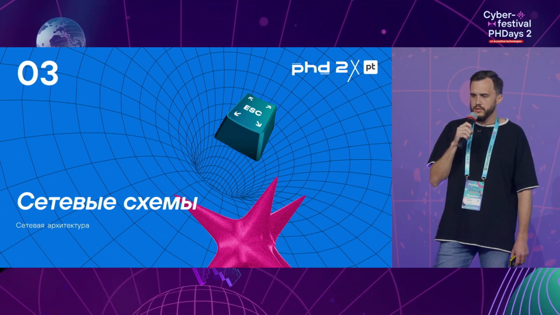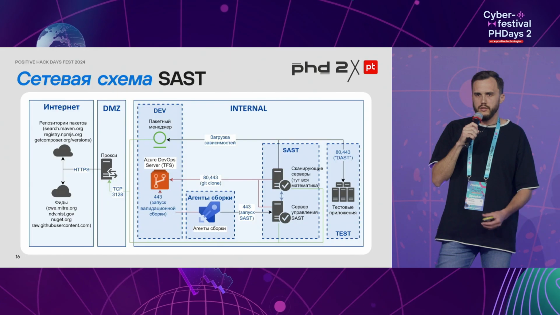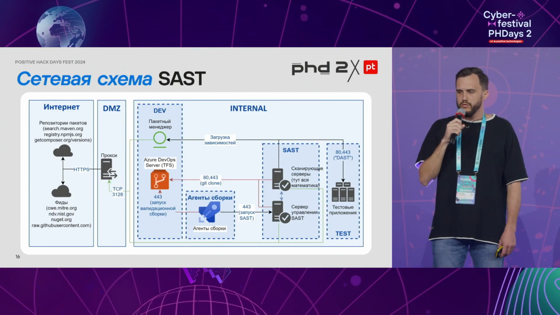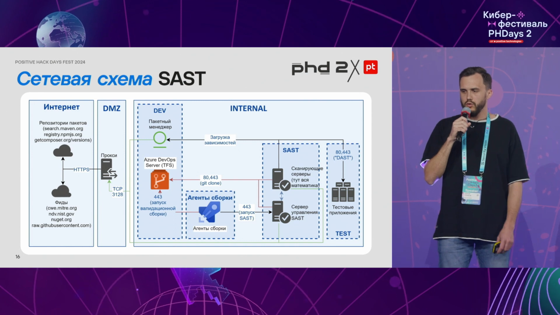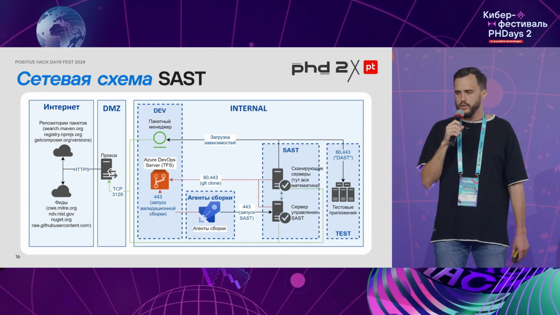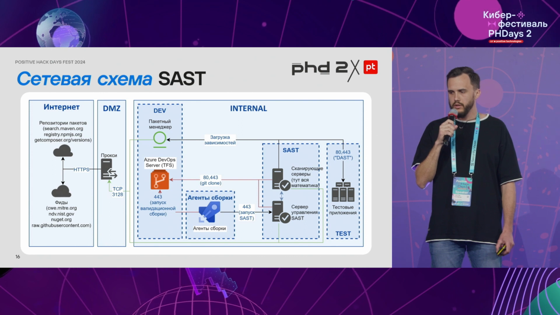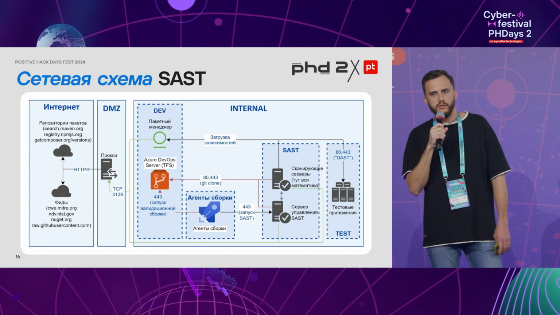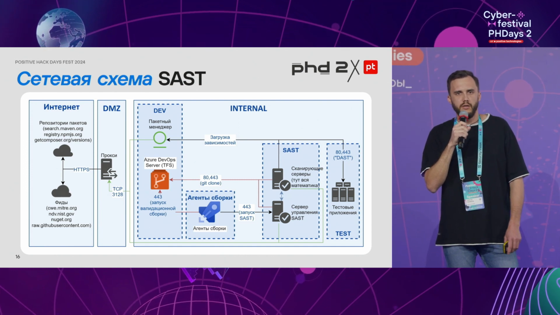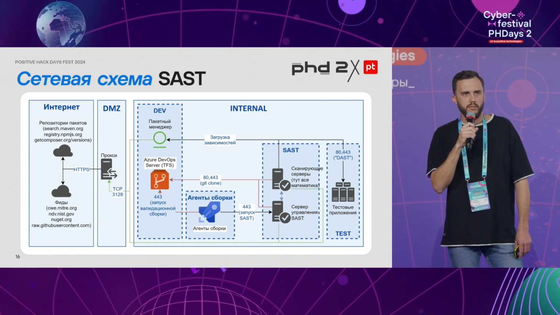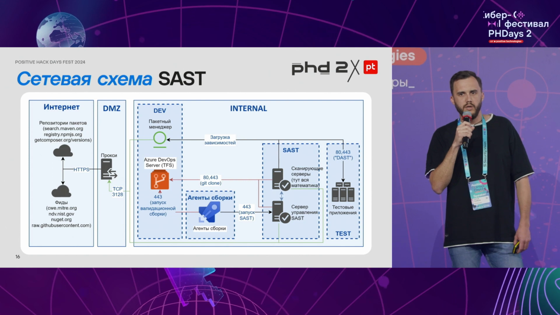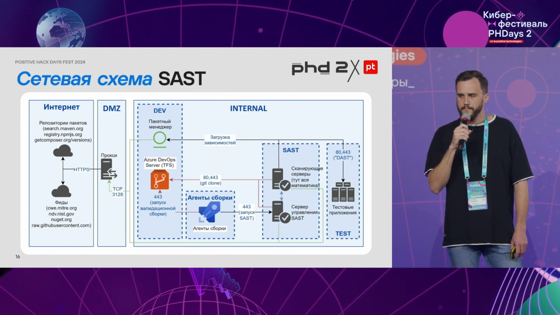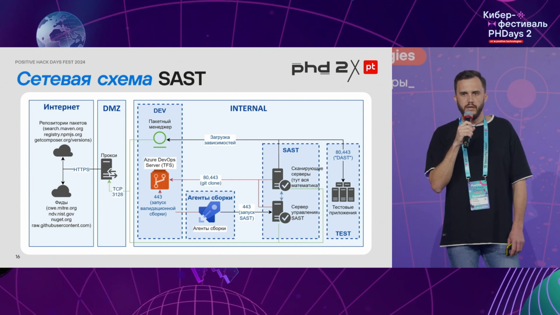Let's look briefly at what the networking scheme looks like from the SAST point of view. The orange rectangle is the code repository. We have the assembly agent, the blue rocket, which takes the code. For example, if a static analyzer doesn't have its own backend, we launch it, assemble the report, and return the data to the code repository.